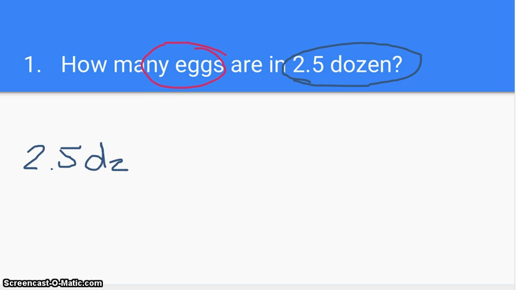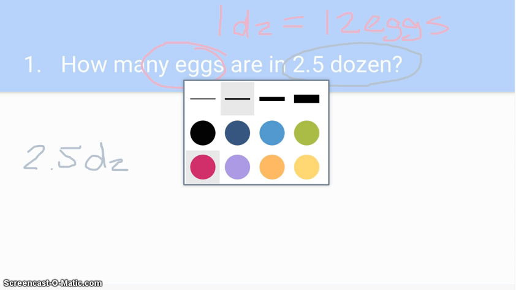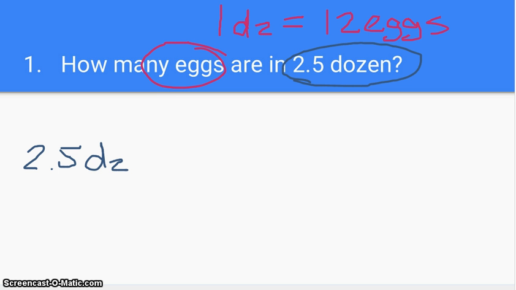Now we know that our conversion factor, because we're talking about a dozen and it's just one that we know, is that 1 dozen is equal to 12 eggs. There's our conversion factor. This is a common one. What we can do with this conversion factor is flip it around and make the units work out so that we get to the desired unit, what we're trying to find.